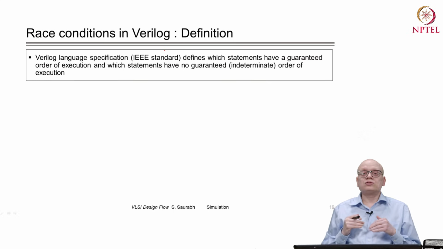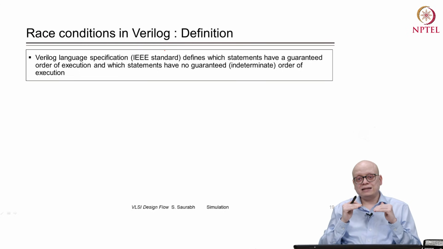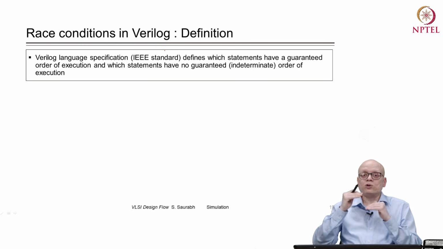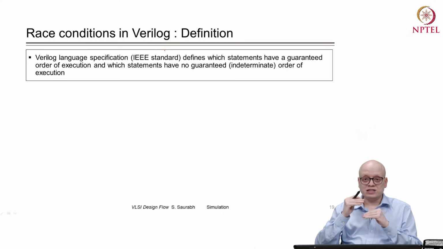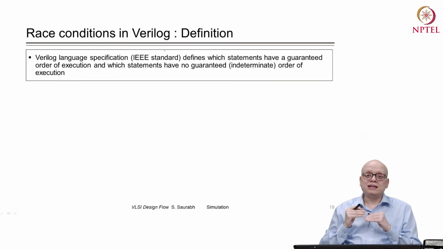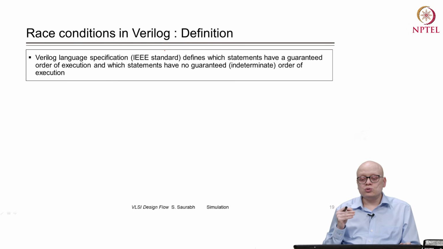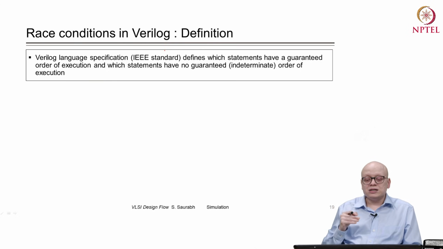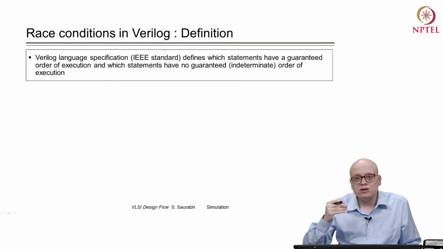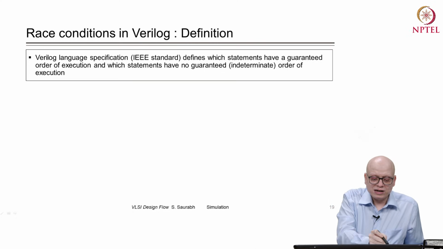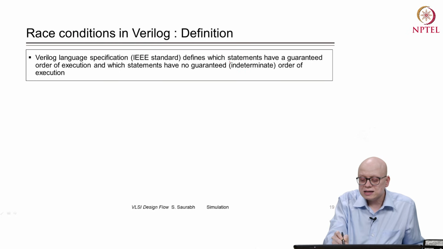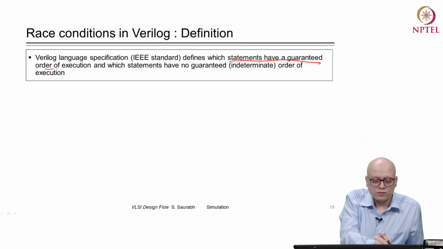Now, because the events in an active event queue can be processed in any arbitrary order, if they do not belong to sequential statements, it can lead to a situation in which the results depend on the order in which the processing happens. So, the Verilog language specification defines which statements have a guaranteed order of execution.